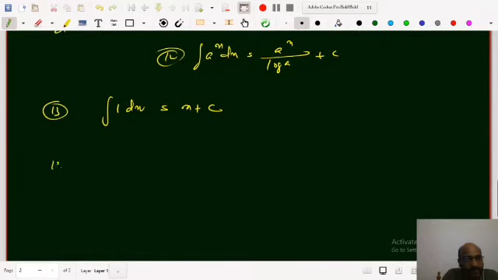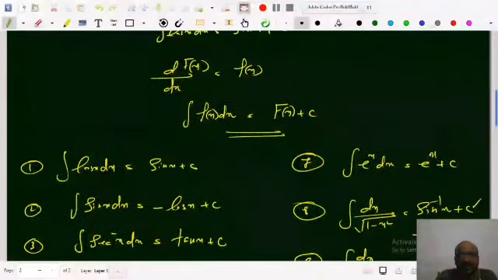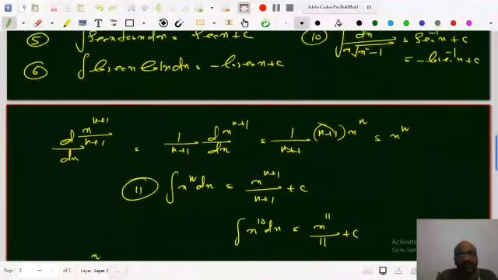Then 14th one. So integration of 0 dx. Derivative of which function is 0? Derivative of a constant is 0. So integration of 0 dx is equal to c. Okay. So these are the 14 standard results. By using these 14 standard results, we can do many questions.